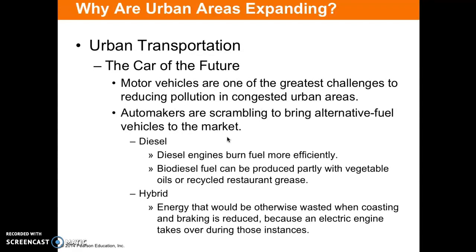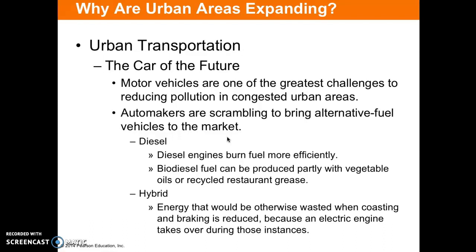We look at the idea of the car of the future. Motor vehicles are one of the greatest challenges to reducing air pollution in urban areas. And so we're looking at alternative fuel vehicles to the market. There is diesel. Diesel engines can burn fuel more effectively, but diesel without proper filters can burn really dirty. You can put out a lot of particulate matter and a lot of nitrous oxides. And also regular diesel is fossil fuels. You could get biodiesel fuel made from vegetable oils, recycled restaurant grease, or we've talked about biofuels made from trash or biodiesel made from algae.